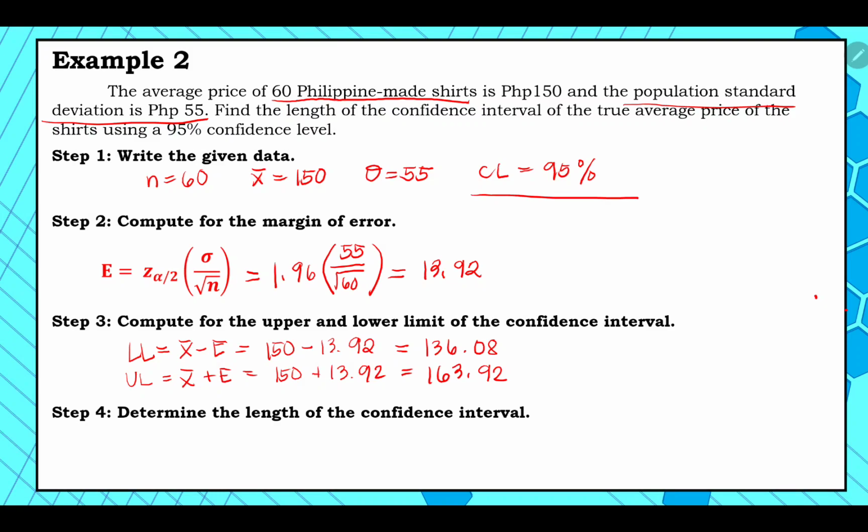So, to identify the confidence interval, syempre, lower limit natin, 136 pesos and 8 centavos, balik natin yung units, up to 163 pesos and 92 centavos. So, yan yung ating range of the true mean. Yan. So, I hope malinaw sa atin, no?